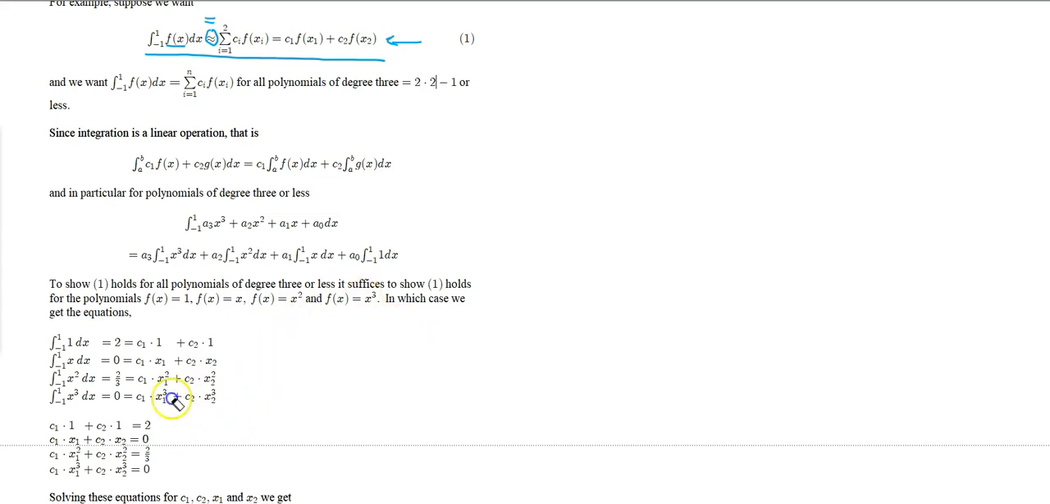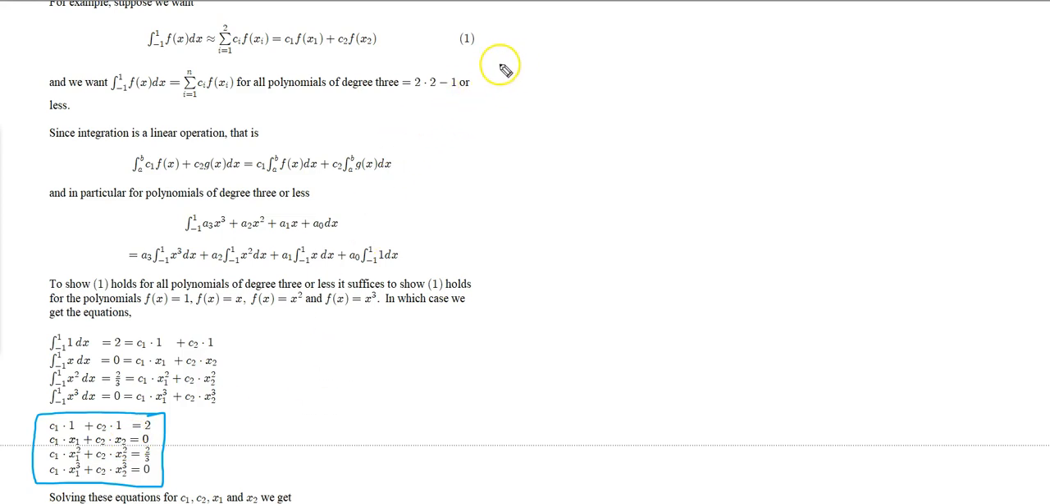Alright, so what we end up with now are these four equations right here. Notice we have four unknowns, c1, c2, x1, and x2, and so we need four equations, and that's exactly what we ended up with. They're just rewritten down here for us. And so we need to solve these four equations for c1, c2, x1, and x2.